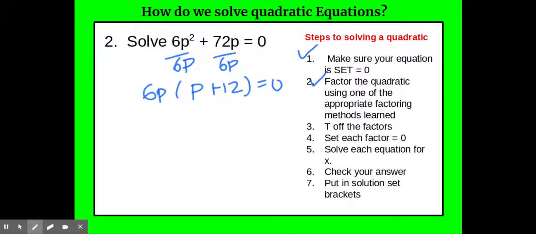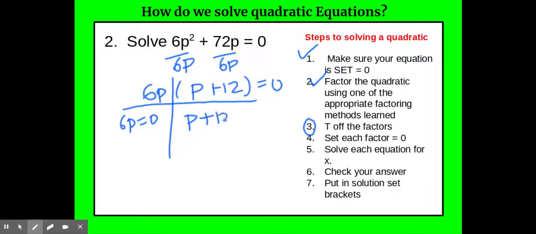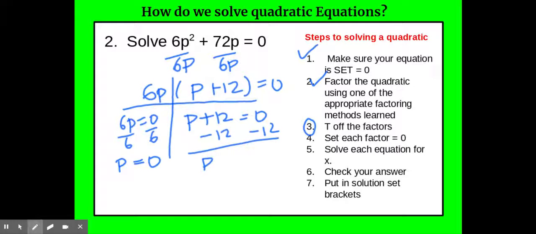Now what we do is we're going to tee off the two factors. The factors are separated where the parentheses are. Set each of those factors equal to 0 and solve each equation. So in the first one, you have to divide by 6 to get p by itself. So you're left with p equals 0. And then in this one, you have to subtract 12 from both sides, and you should get p equals negative 12. Therefore, the answers are negative 12, 0. Pause the video and make sure you get this down, and then you can check your answers in your calculator.